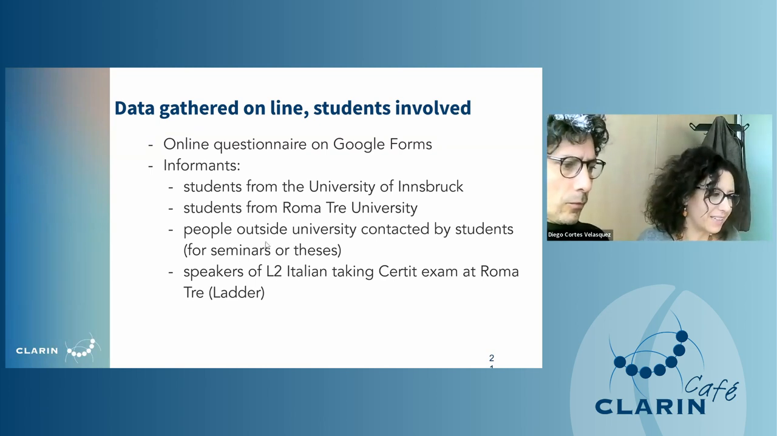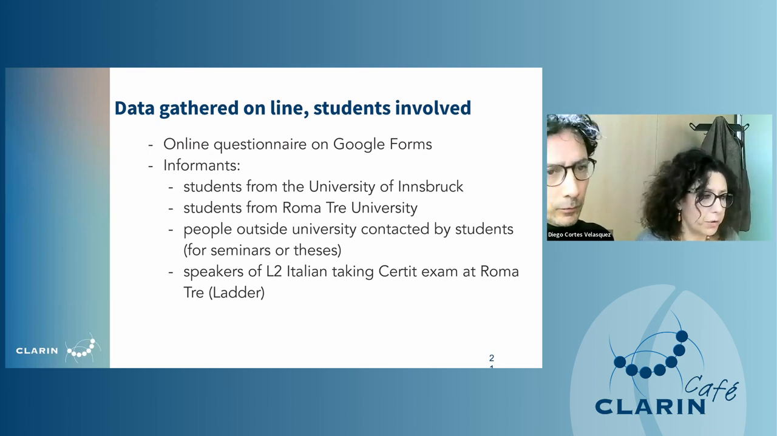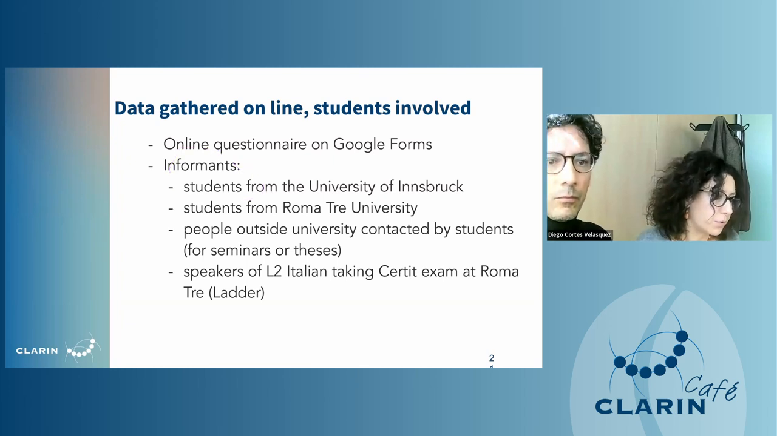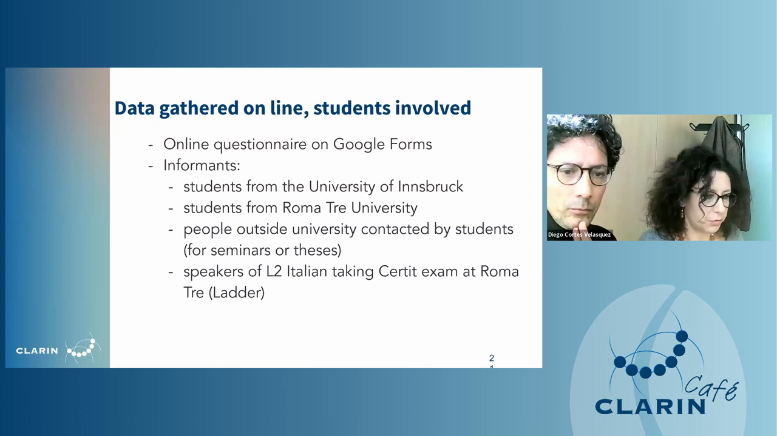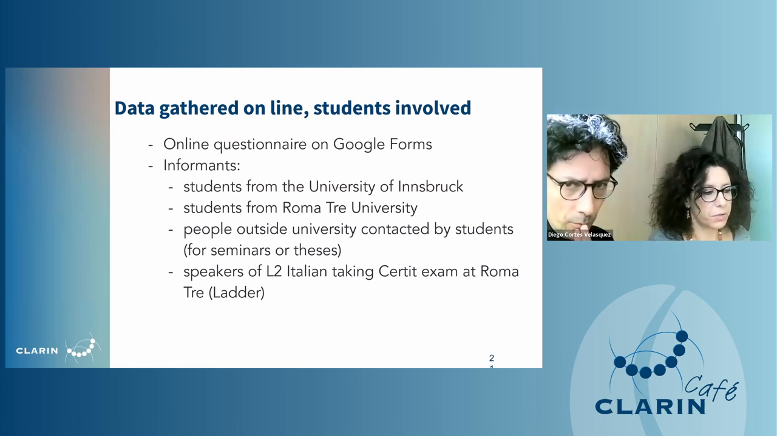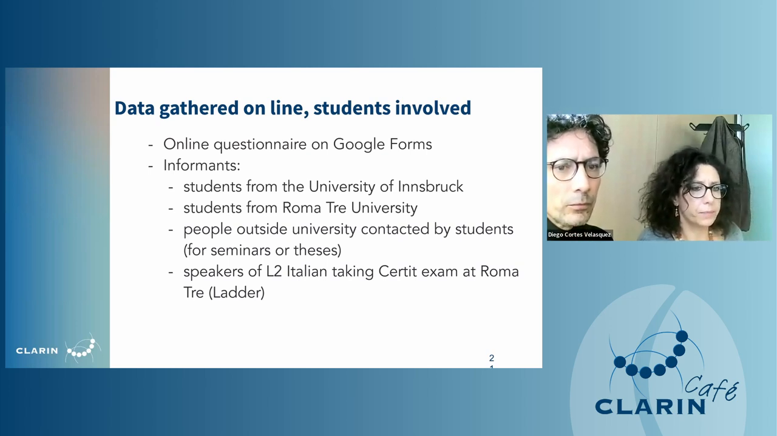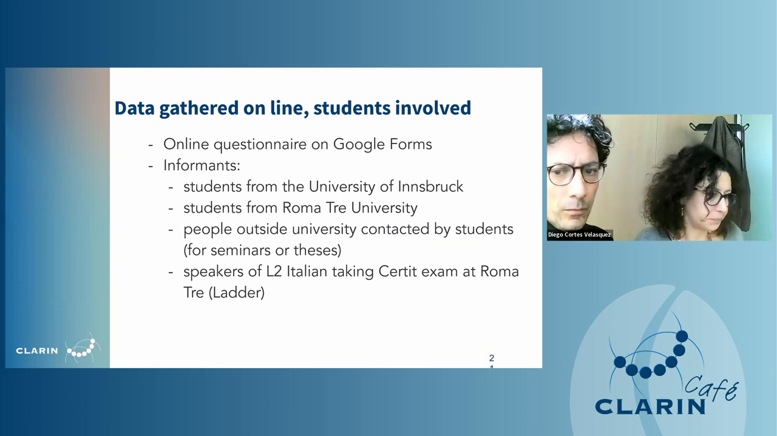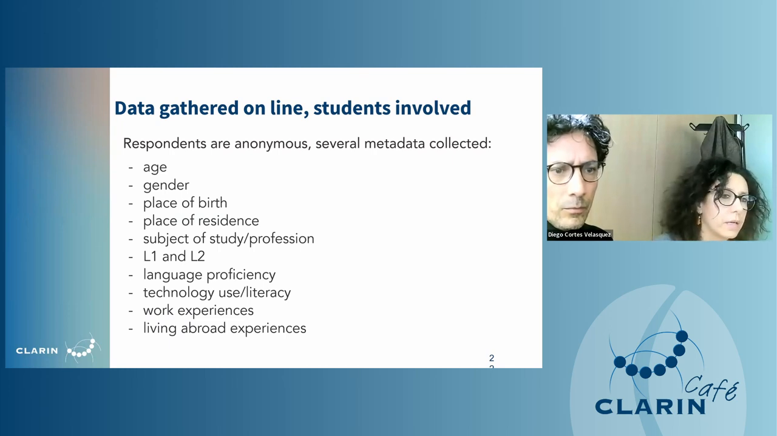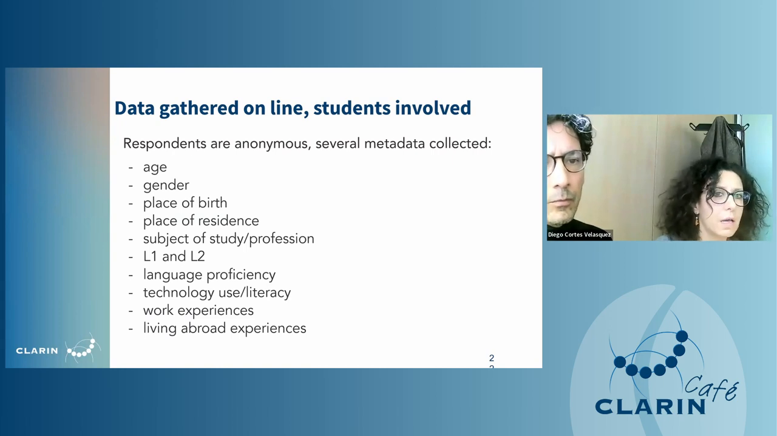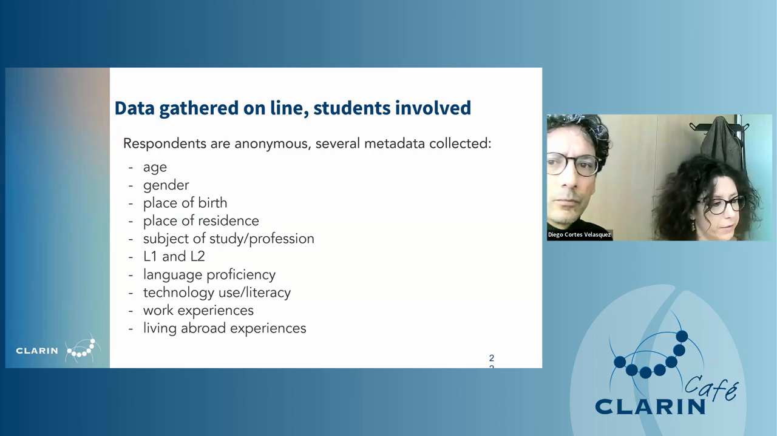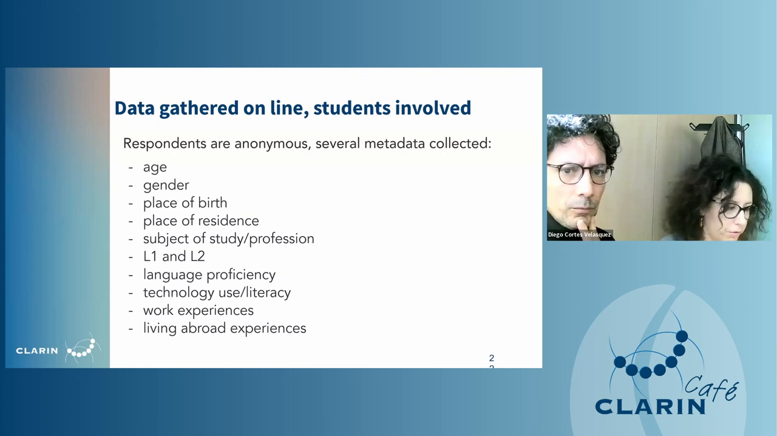The second point shared by DisDir and Ladder is that data were collected online using questionnaires on Google Forms, and students were involved, meaning that the informants were students from the University of Innsbruck and from Roma Tre University. But these students were both informants and researchers, because they contacted other people outside university and administered the questionnaires to them. And a small part of the Ladder corpus is also collected among speakers of L2 Italian taking a certification exam at Roma Tre. Data have been collected anonymously, so we don't know the identity of the respondents, but we collected several metadata useful for research, for example, age, gender, place of birth, and so on and so forth.